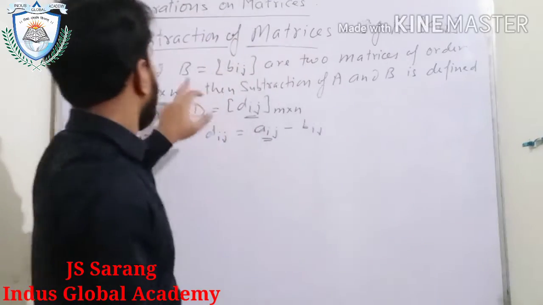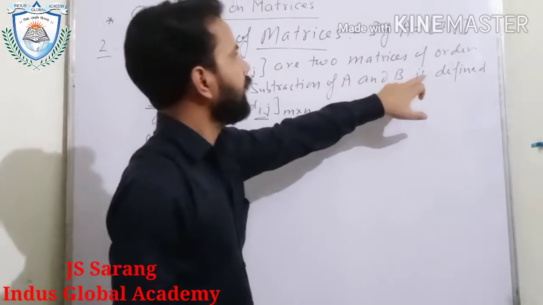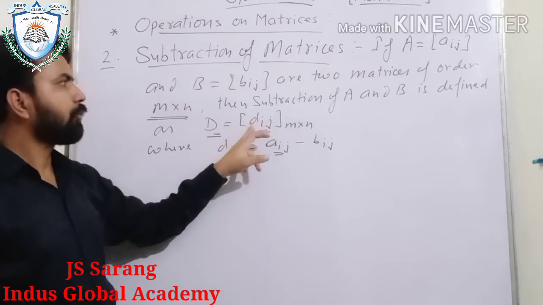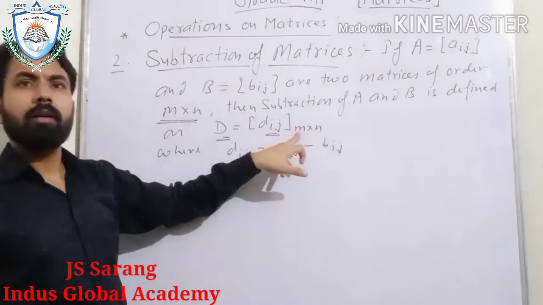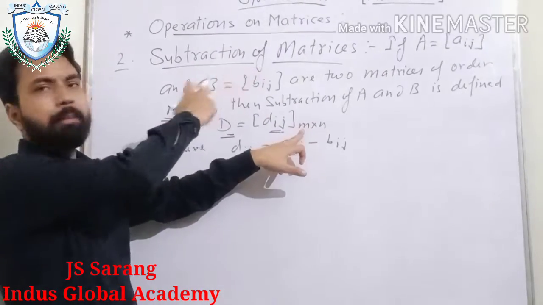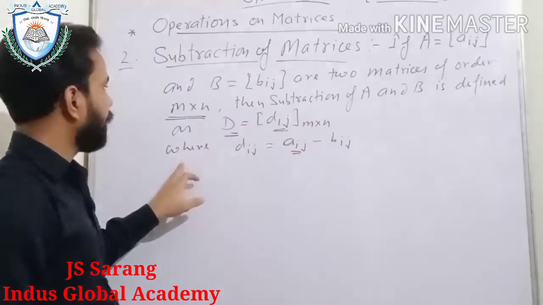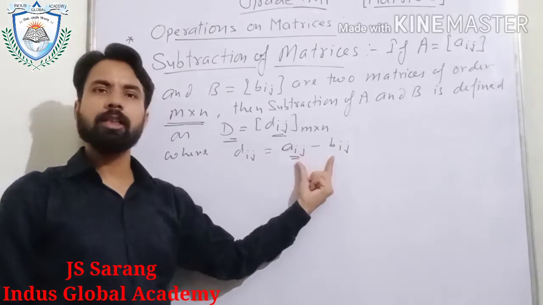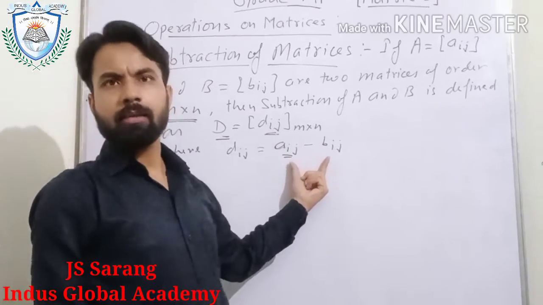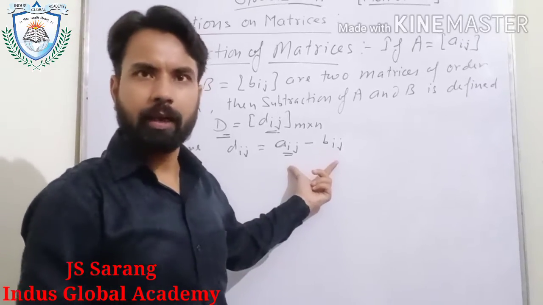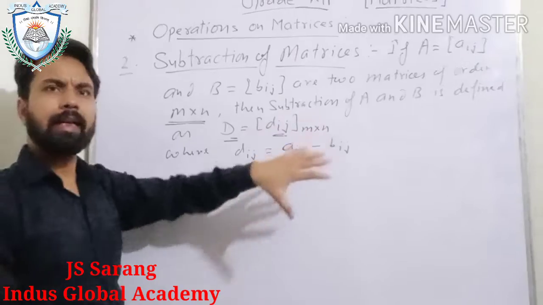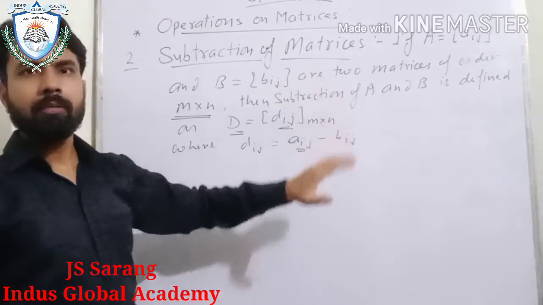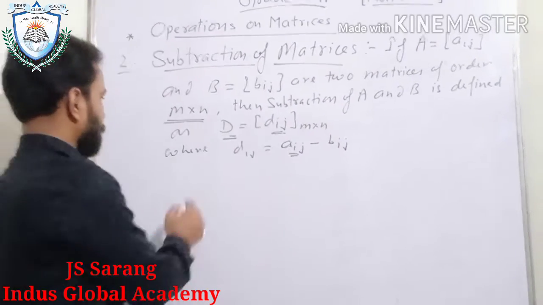Understood? Then the subtraction of A and B is defined as another matrix D whose elements are Dij, and its order will also be the same as the given matrices, m by n, where Dij is equal to Aij minus Bij. The meaning of Aij minus Bij is the difference of their corresponding elements. So subtraction of matrices and addition of matrices are nearly the same. I am explaining this definition by taking some examples.